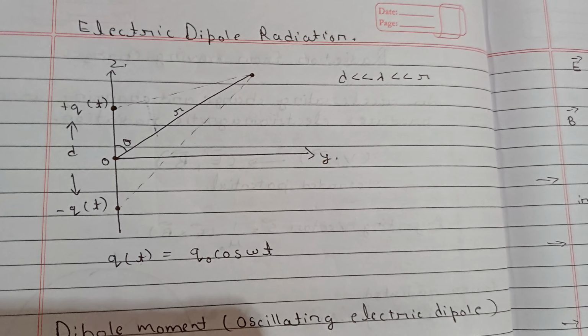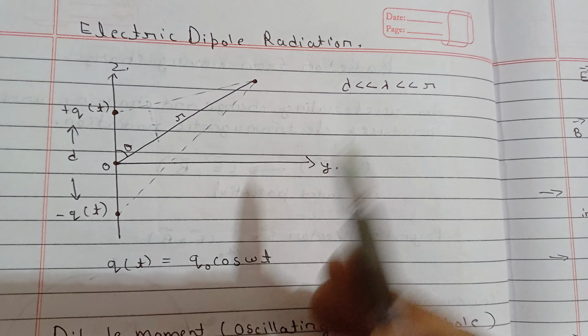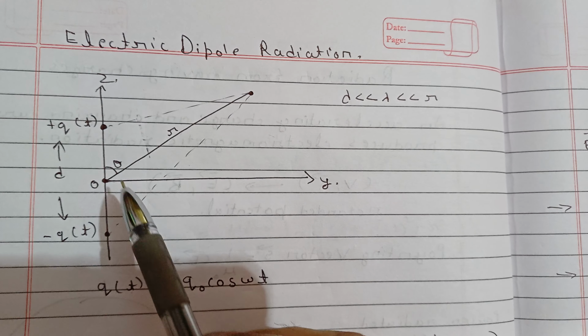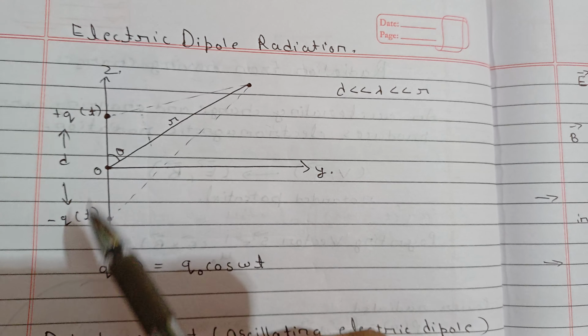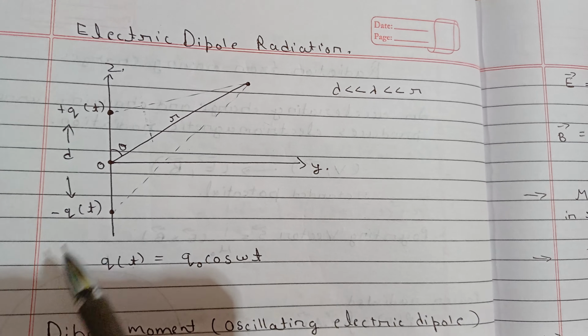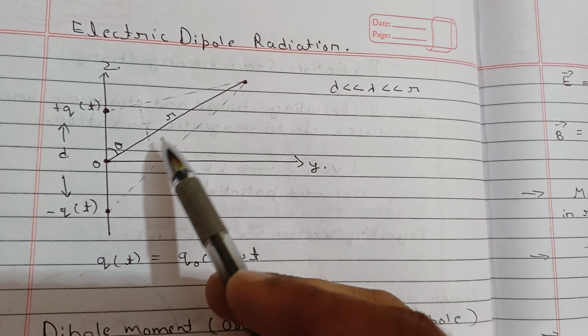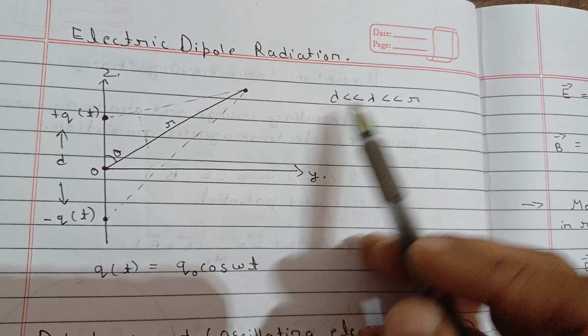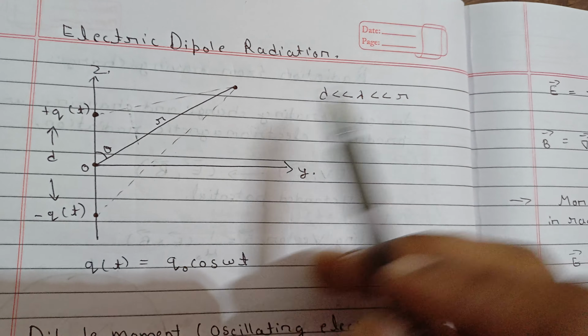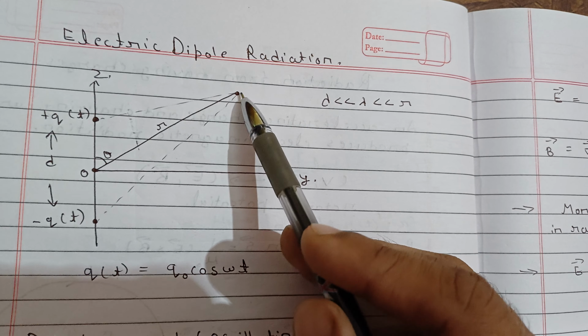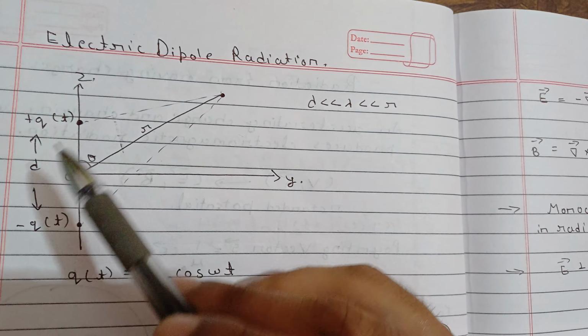So let's see the first case, that is due to the dipoles. We'll consider only the results; we don't need the derivation or the complete proof. So if you have a dipole, this is plus q(t), meaning the charge is changing with time, and this is minus q(t) changing with time, and this distance is d, which is very small, much less than lambda, the wavelength, and you need to find the EM waves or the power transmitted at this point due to this dipole.